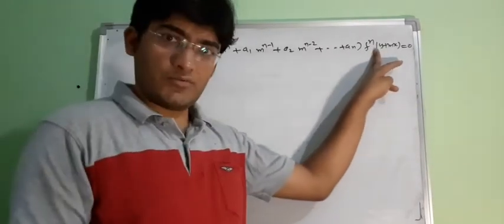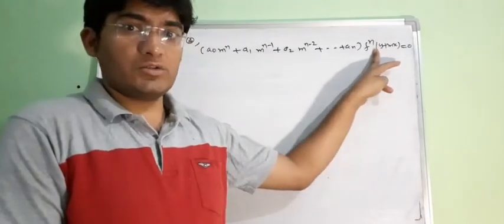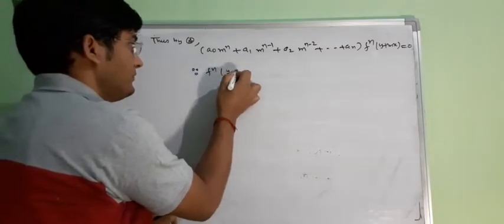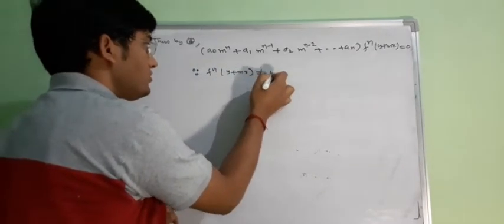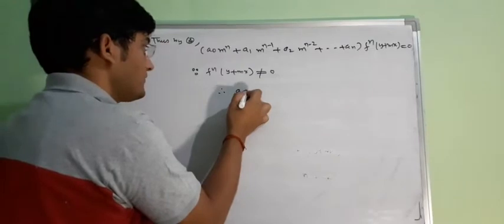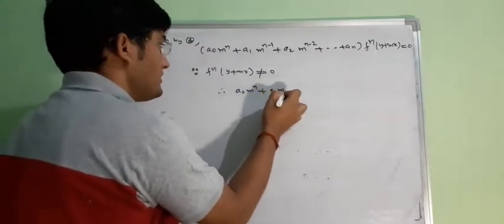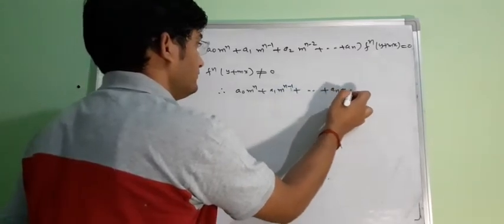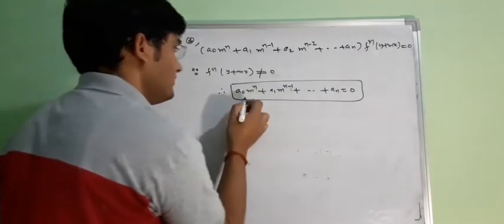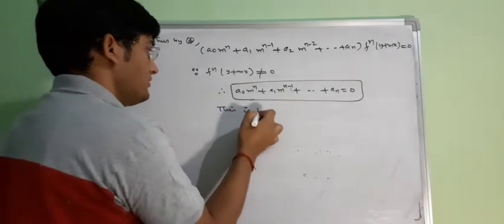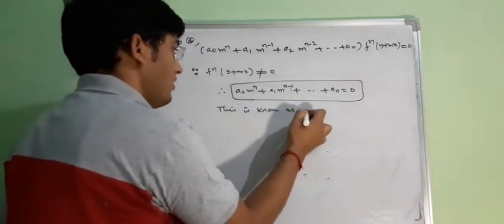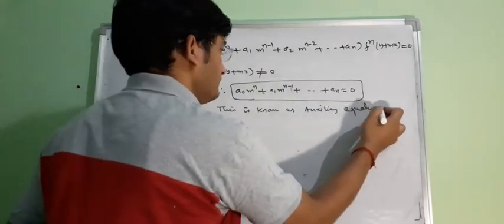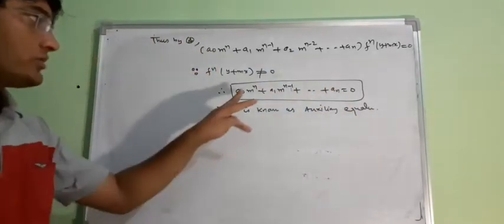And this function is arbitrary, that means we can have another function which is not equal to 0. So because this function is arbitrary, it is not necessary to be 0, therefore this bracket has to be 0. So if this bracket is 0, then this equation is known as auxiliary equation. This is known as auxiliary equation.